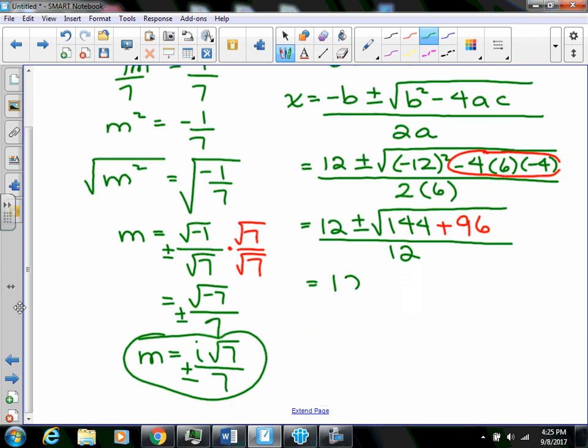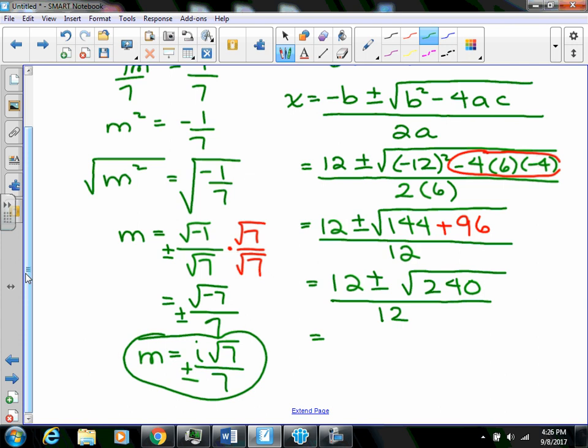So 12 plus or minus the square root of, let me see, 240, all over 12. Now that 240 can be simplified. So I start thinking, okay, what is the biggest perfect square that can go into 240? I'm thinking 16. Let me see, 240 divided by 16. Yep, it's 16.